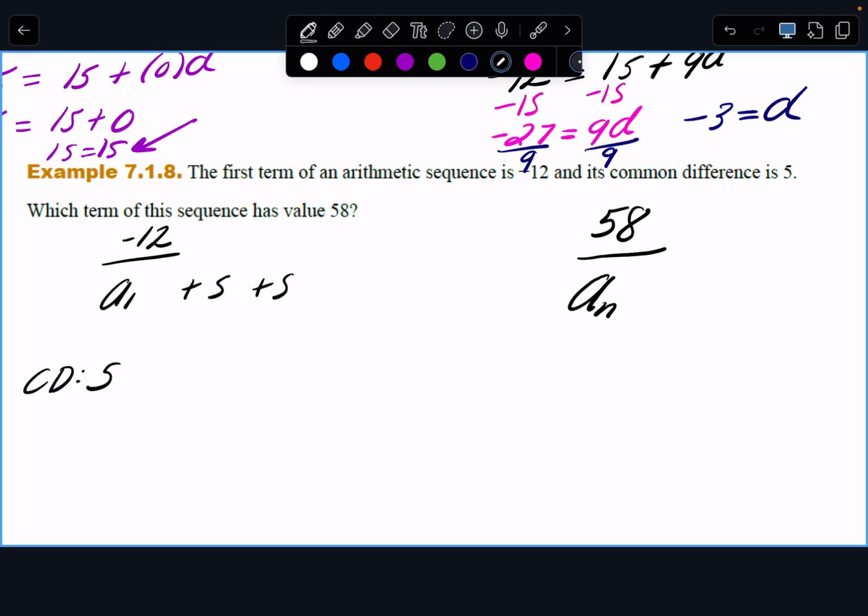So I always say, what formula do I for sure know? Well, it's arithmetic. Because if they say geometric, we're using a different formula. So you would start with this: a sub n equals a sub 1 plus n minus 1 times d.